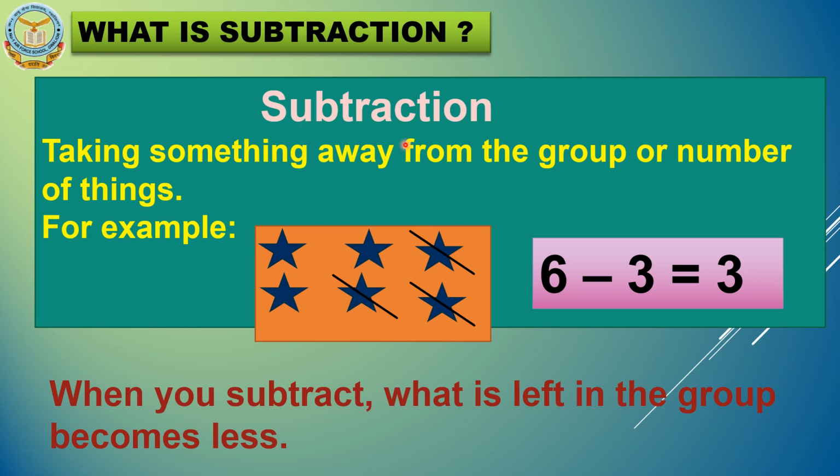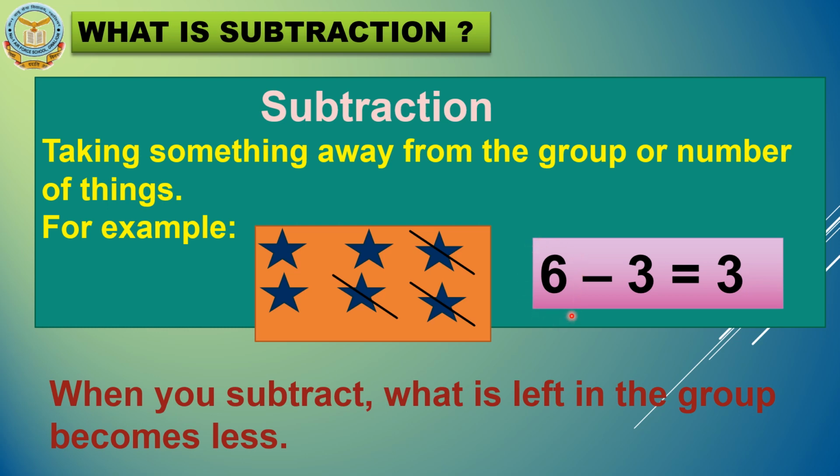Subtraction. Subtraction means taking something away from a group or number of things. Let us understand through an example. From a group of 6 stars, if you remove 3 stars, 3 stars are left. It can be written as 6 minus 3 equal to 3.